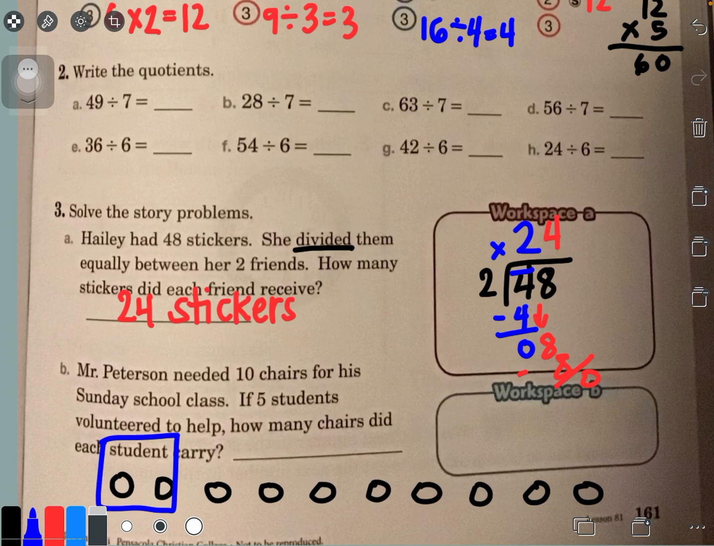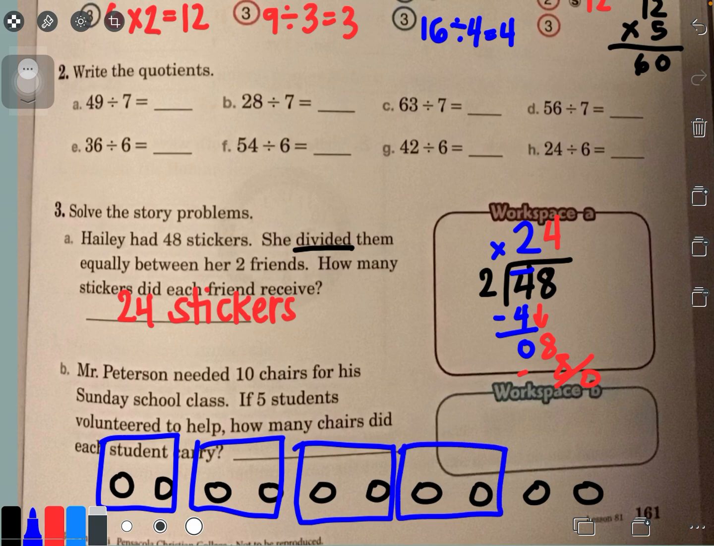Let's say Leslie carries 2. Let's say Dylan will carry 2. Haley will carry 2, and Azion will carry 2. Oh, that makes sense. Everyone's going to get to carry the same amount of chairs. So the answer will be 2, as in each student will carry 2 chairs.